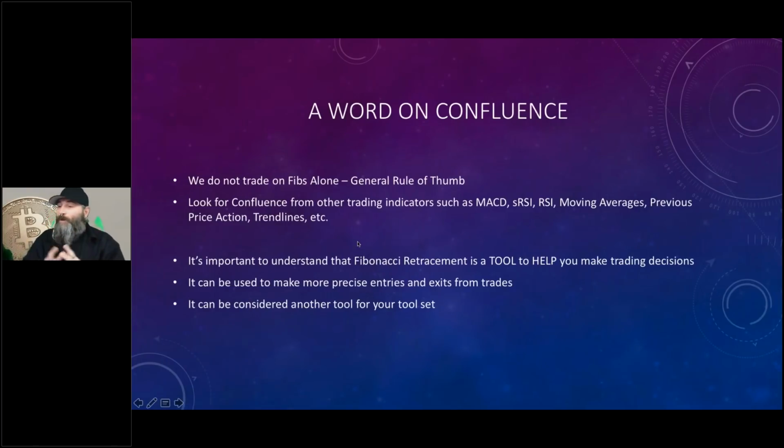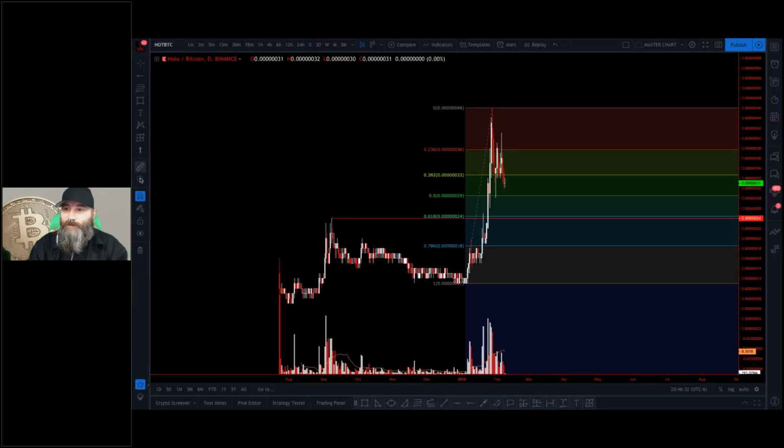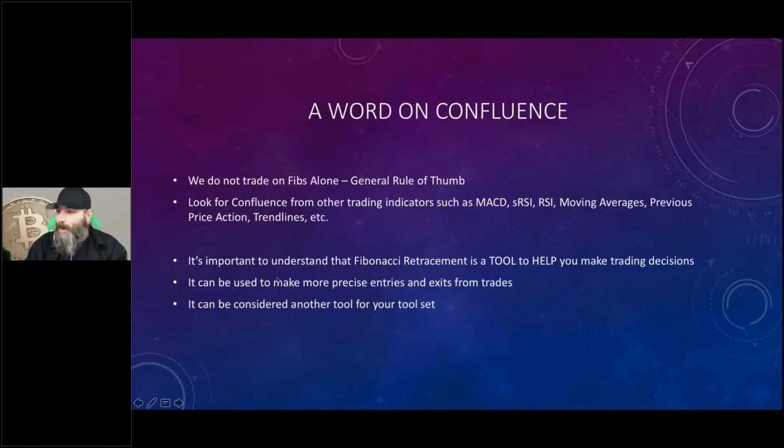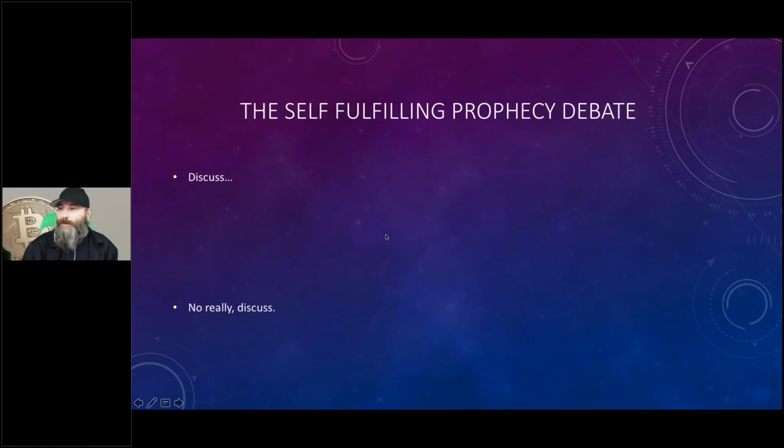All right. It's important to understand the Fibonacci retracement tool is a tool. The Fibonacci retracement tool is a tool, and it is there to help you make trading decisions. We're not solely using Fibonacci in order to make our trades, but we are using Fibonacci as a tool, just like we use our line tool to make trends. Just like we do anything on the chart with any type of indicator or measurement tool, box, a square, ray, whatever, it is a tool. It can be used to make more precise entries and exits from trades, and it can be considered another tool for your tool set.